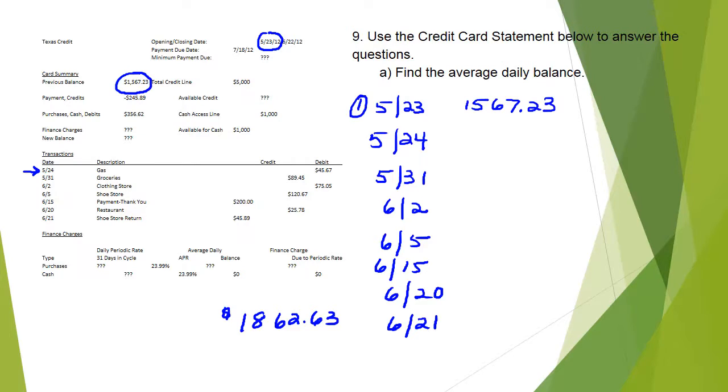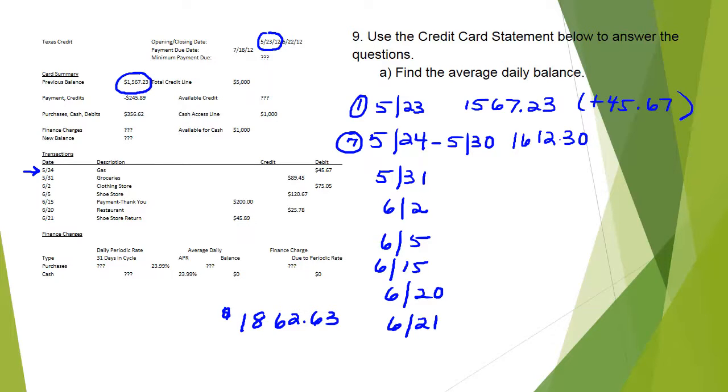Then I'm going to go from the 24th all the way to the 30th, since the 31st is when my next balance was. And what I'm going to do is add that $45.67 that I paid in gas. And so I have a new balance of $1612.30, and the number of days that I'll be at that balance is going to be 7 days.